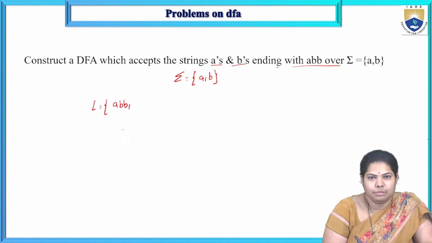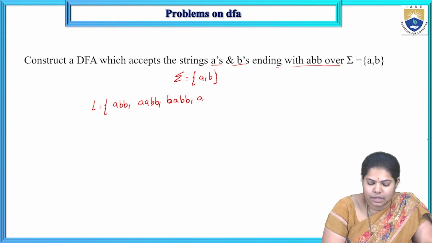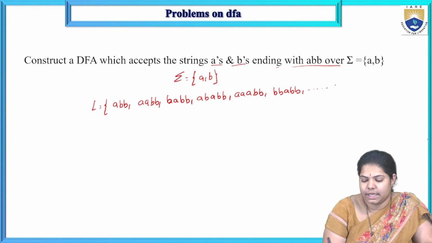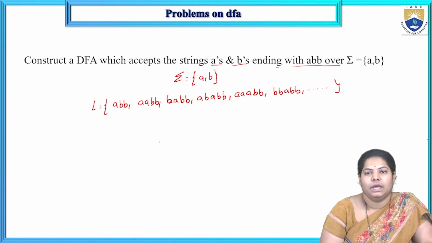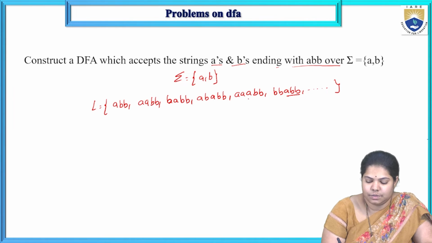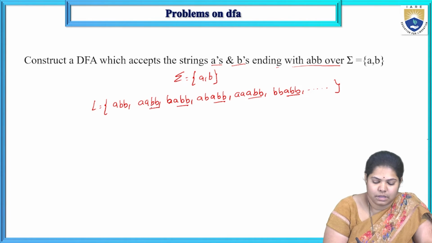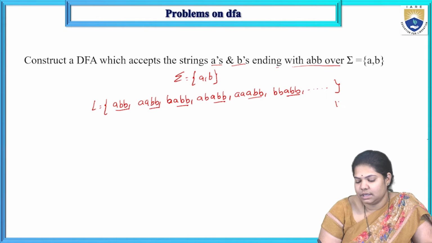That means a language which contains ABB as the minimum length string. Next, AABB, BABB, ABABB, AAABB, BBABB. Any length string you can take, but it should end with ABB. So this is an infinite language.